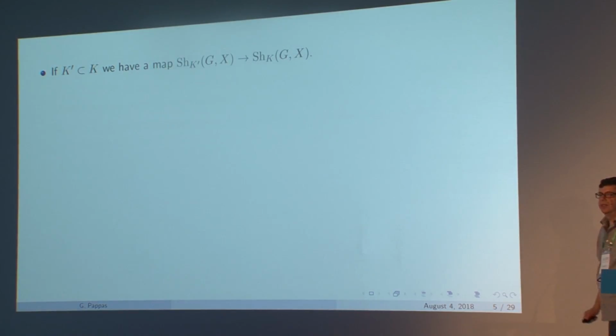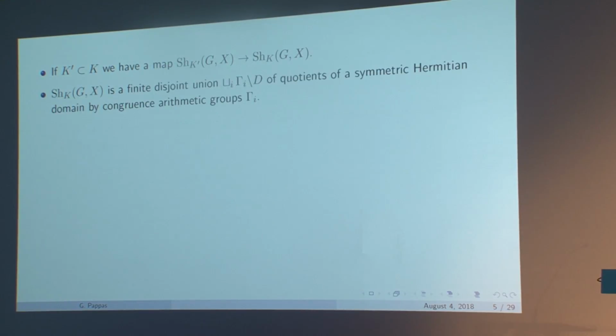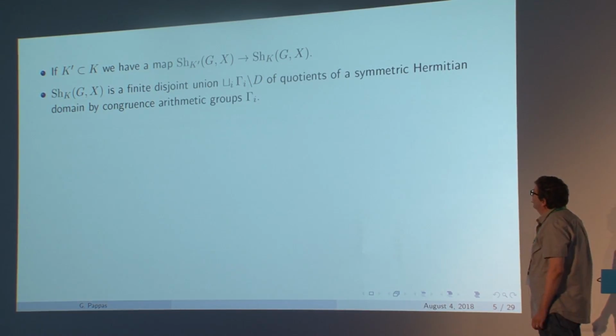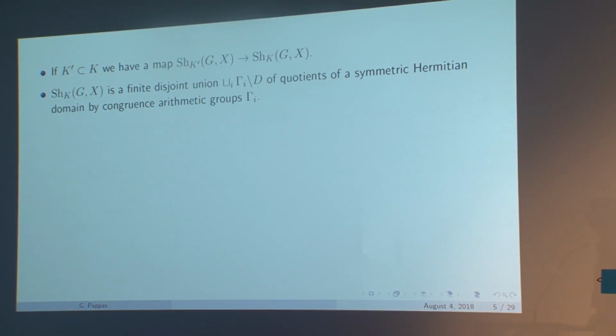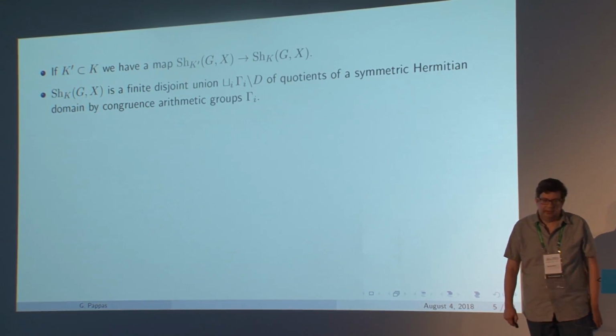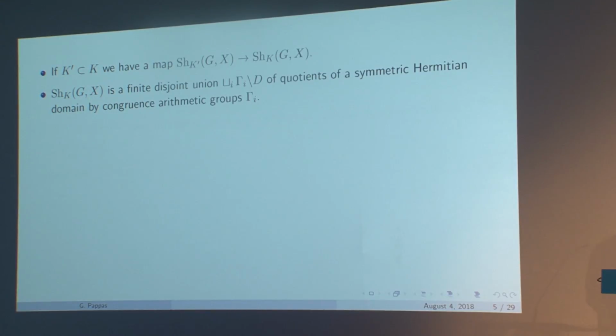All right, so some basic properties of the Shimura variety construction given in that form. If I have a smaller subgroup, then there's a map like that. Then also what you can easily see by using some approximation theorem is that this is really a finite disjoint union of quotients of symmetric Hermitian domain by congruence arithmetic groups. So this is the most common way to understand maybe those spaces, but the formalism of Deligne has many advantages that I'd like to use in our presentations here.